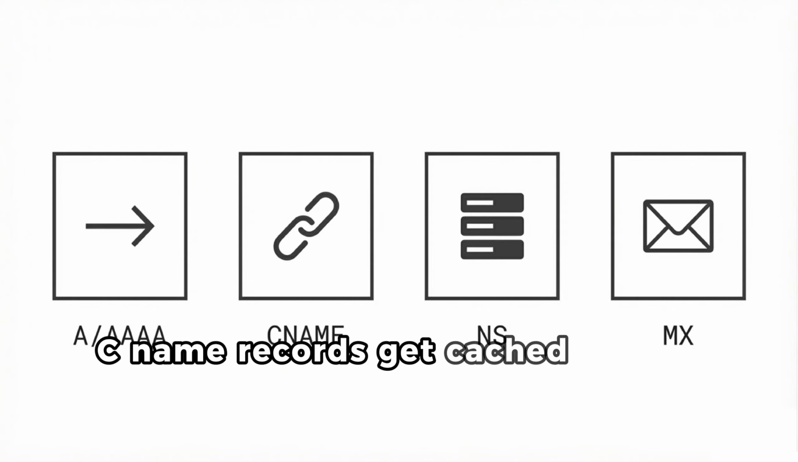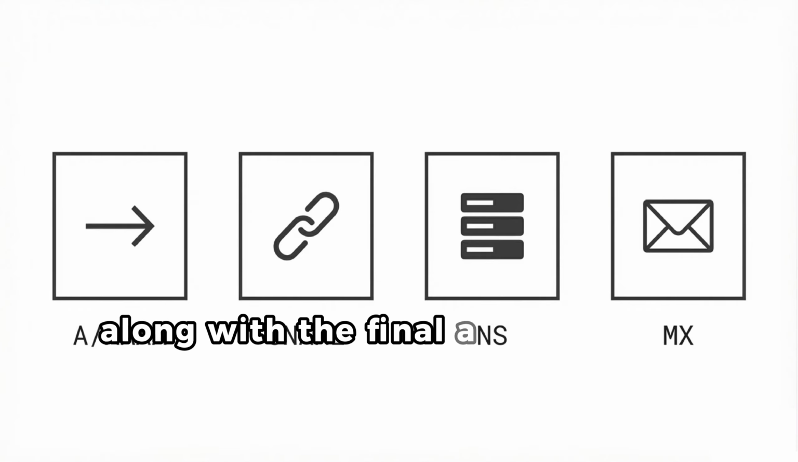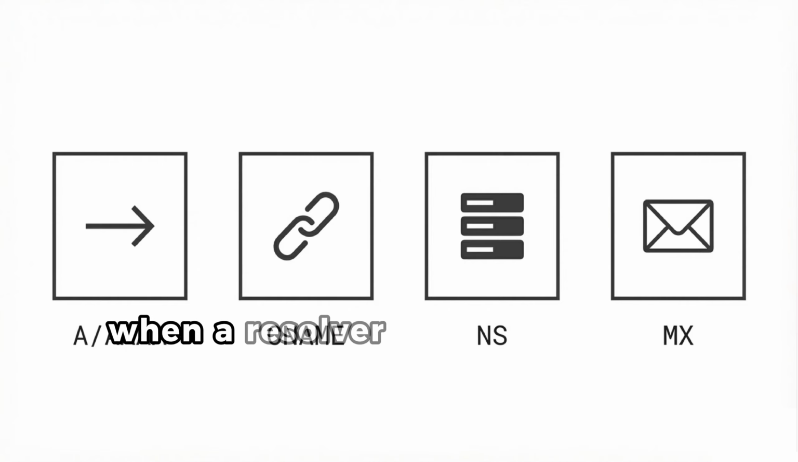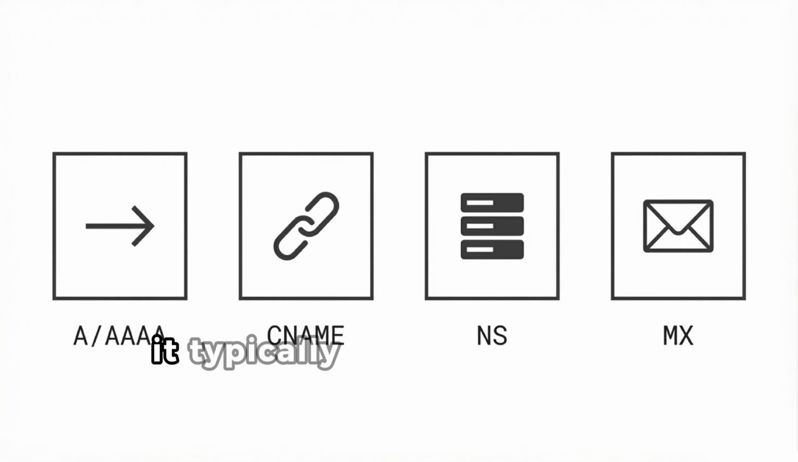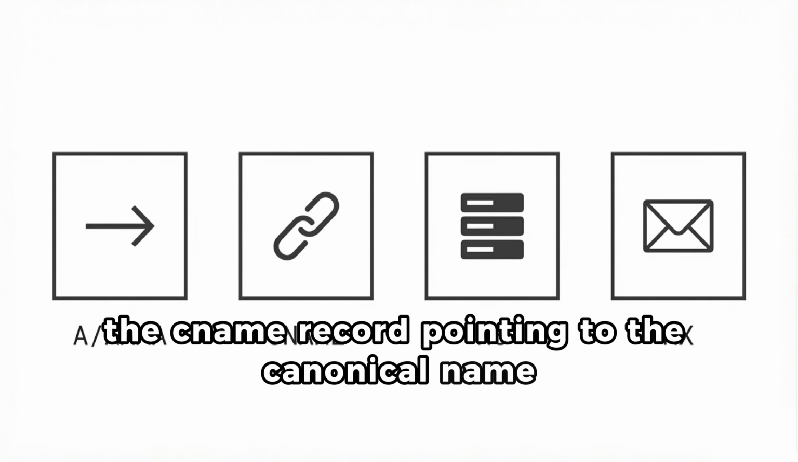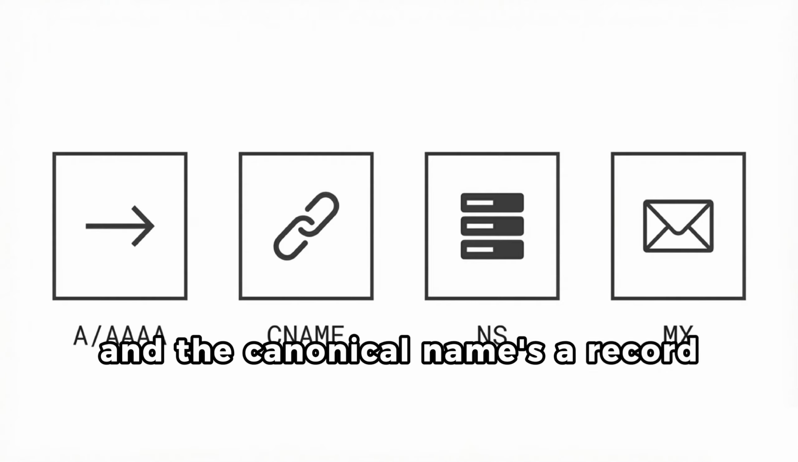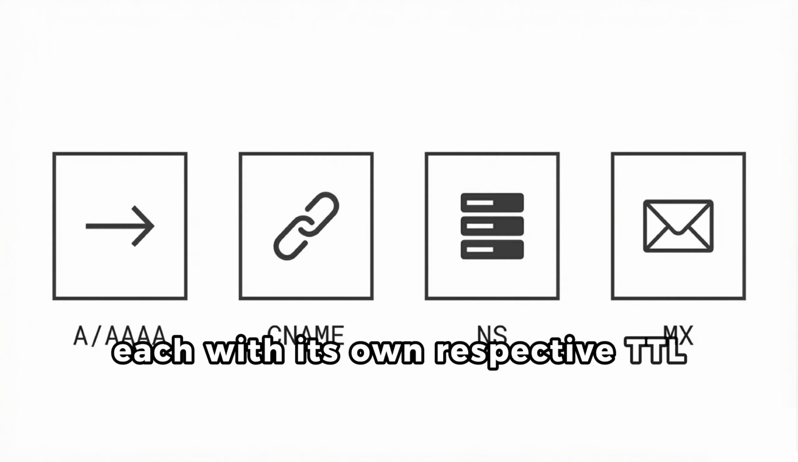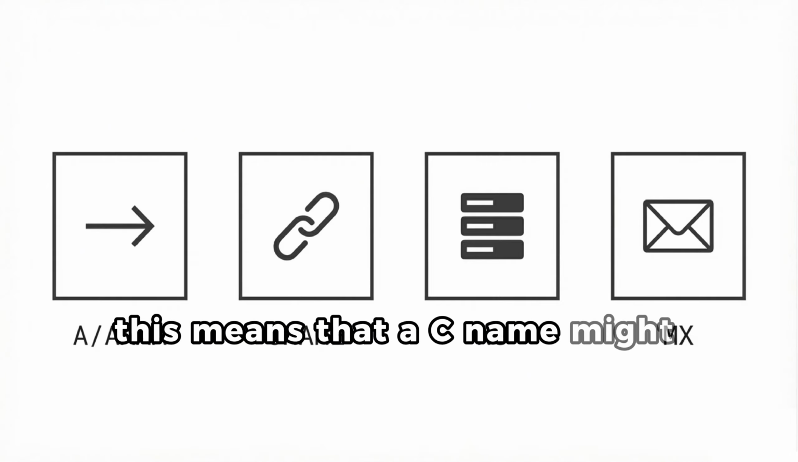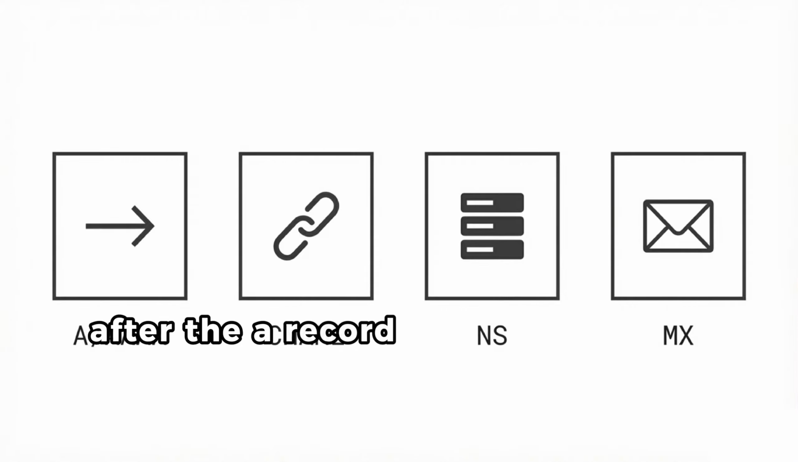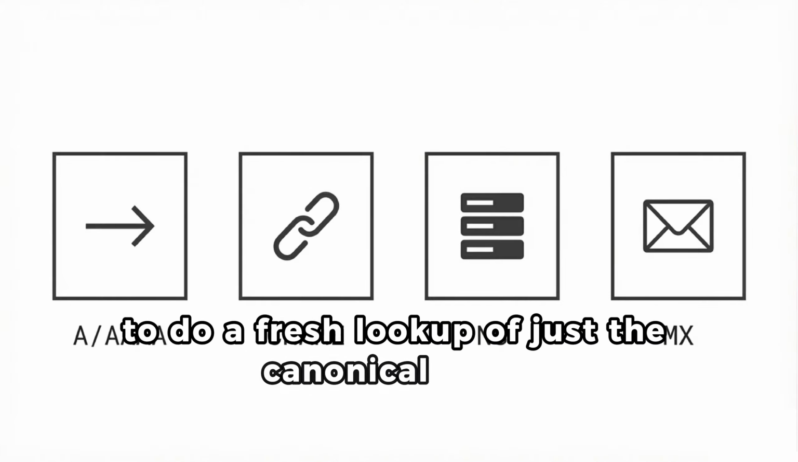CNAME records get cached as well, along with the final A record they point to. When a resolver follows a CNAME chain, it typically caches each step, the CNAME record pointing to the canonical name and the canonical name's A record, each with its own respective TTL. This means that a CNAME might remain in cache after the A record it references has expired, and the resolver will follow the cached CNAME to do a fresh lookup of just the canonical name.